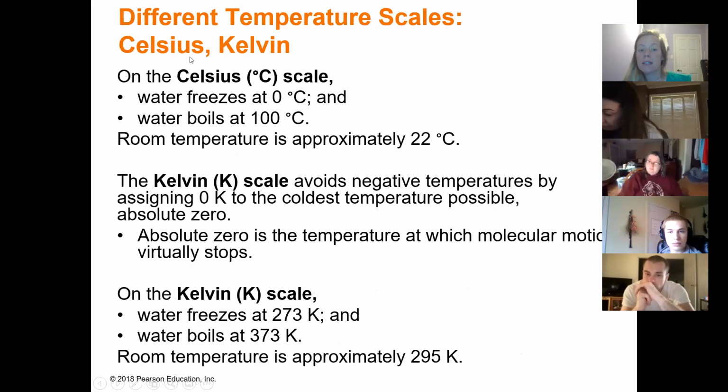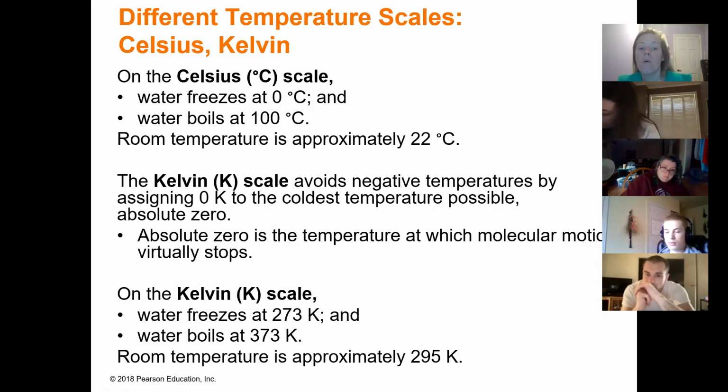Now, if we move over to the Celsius scale, water freezes at 0 degrees Celsius. Isn't that nice? And water boils at 100 degrees Celsius. Clean, nifty, easy. Room temperature is approximately 22 degrees Celsius. So 22 degrees Celsius may sound cold to you, but that's actually in the 70s. Kelvin is a scale that is directly related to Celsius, and you're just taking whatever your Celsius value is and you add 273. So you shift the whole scale over by 273.